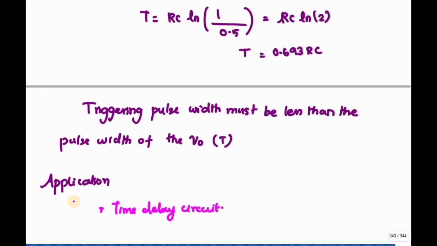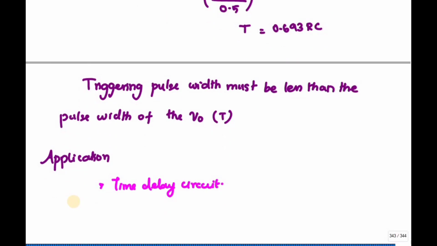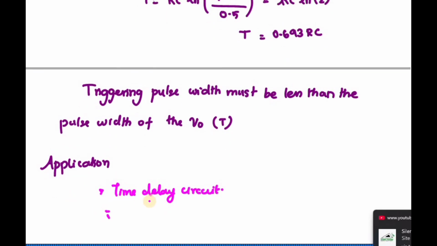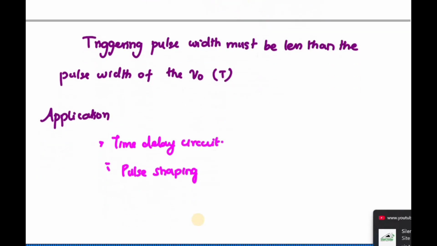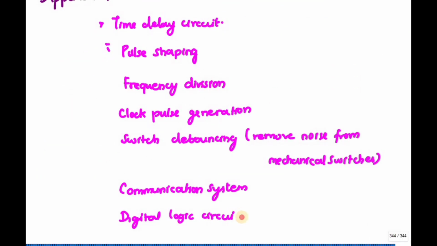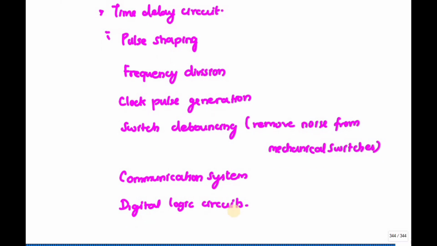Okay. The applications of the monostable multivibrators: it is used in time delay circuits. Next, it is used in pulse shaping circuits, frequency division, clock pulse generation, and switch debouncing, that is to remove the noise from the mechanical switches. Then it is used in communication systems and also in digital logic sequential circuits.